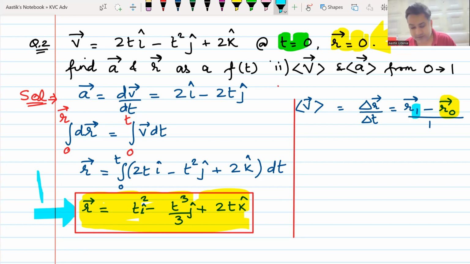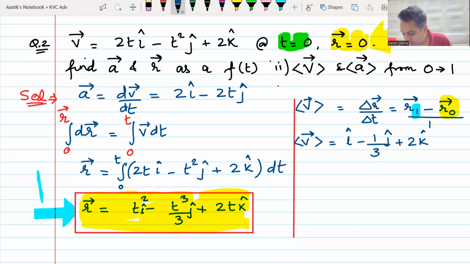Just put the value of time as 1 and you will get your average velocity. What is the average velocity that you are getting? So put t as 1. So i minus 1 by 3 j plus 2k, divided by 1, remains the same. Answer is i minus j by 3 plus 2k. Do we understand this? Yes or no?